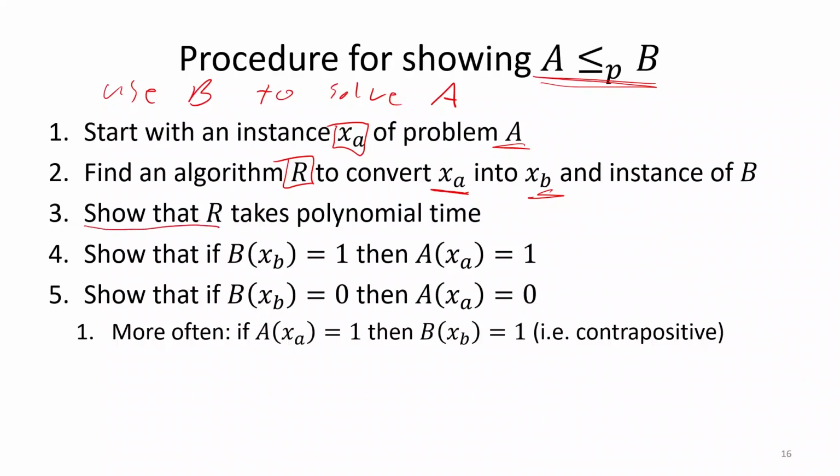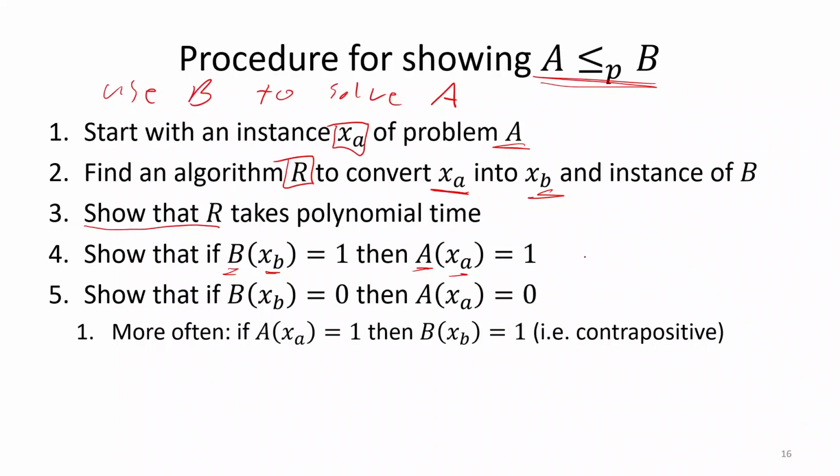So I need that reduction to be an efficient one. It needs to run in polynomial time itself. And I also need this property that the answer B gives for its input is the same as the answer that A would have given for its input. So we need to show that whenever the answer for input xb is 1, that must have meant the input for xa was 1 as well. And whenever the input xb gave the output 0, xa should have given the output of 0 as well. So we needed to make sure the answers matched.